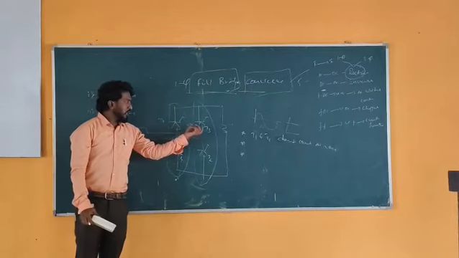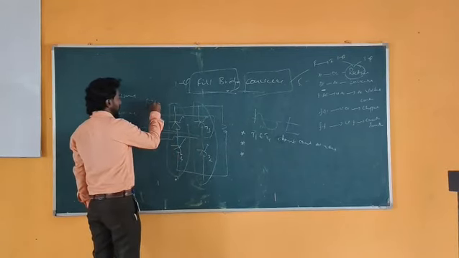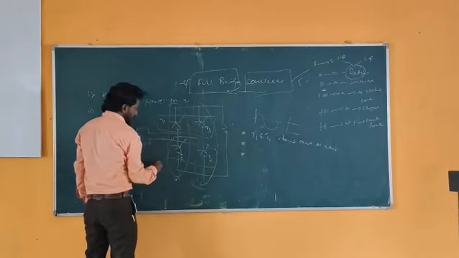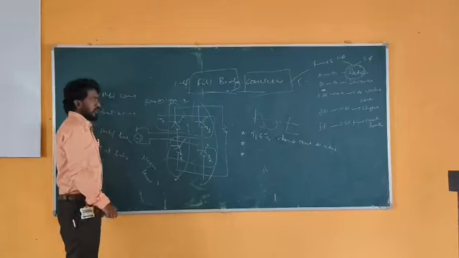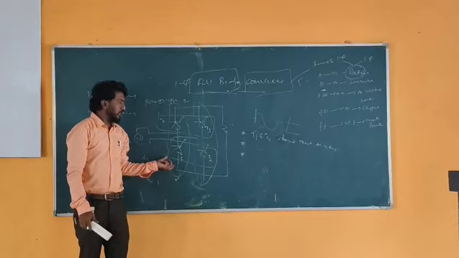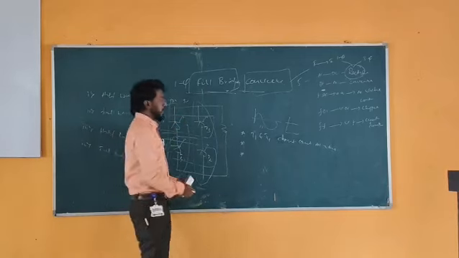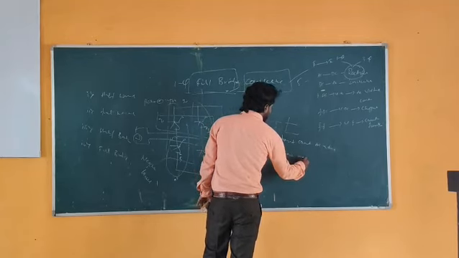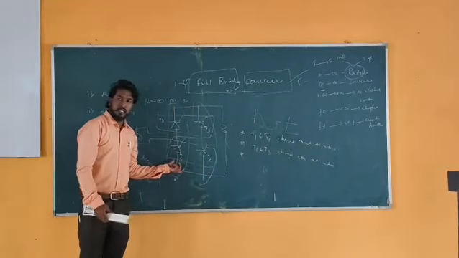Here T1 and T3 we call the positive group, the upper group, and T2 and T4 we call the negative group, the lower group. The first condition is that no two devices of the same leg conduct. The second condition is that no two devices of the same group will conduct at a time. That is, T1 and T3 do not conduct at a time. Similarly, T2 and T4 do not conduct at a time.